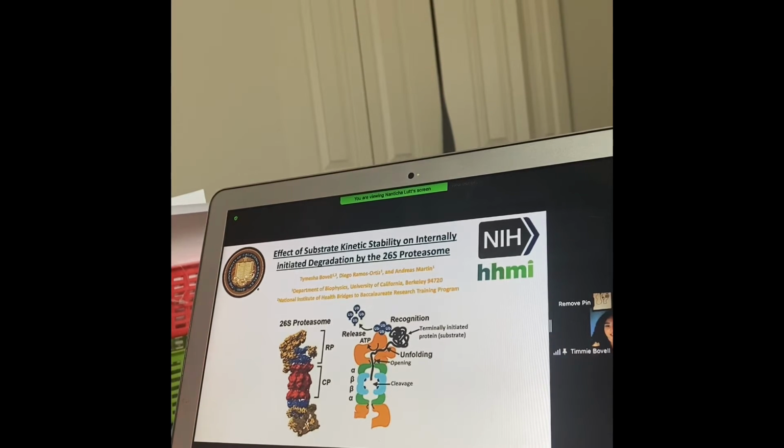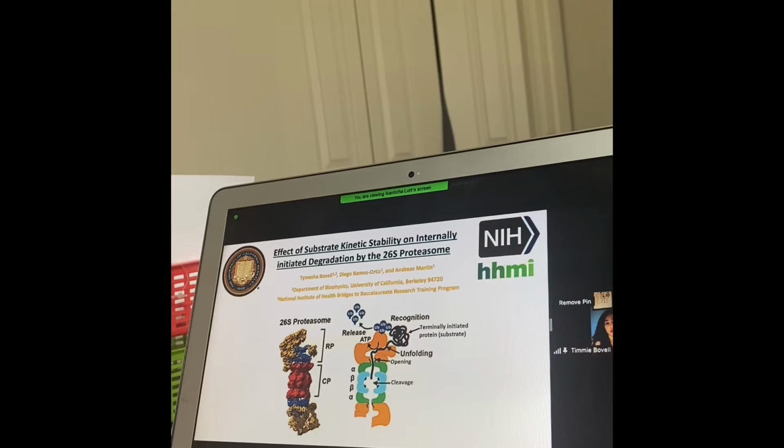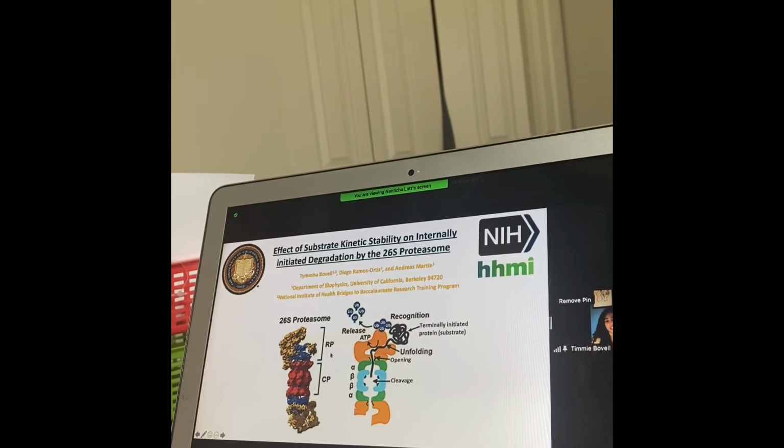Now, looking at the image to the left, the proteasome consists of two major subunits, and each subunit has its own functionality. The RP subunit is responsible for recognizing ubiquitin and the protein, as well as removing ubiquitin once the protein is engaged by the proteasome. Furthermore, it unfolds the protein and translocates it into the CP, or the core particle, where the protein is degraded into peptide product. Next slide, please.